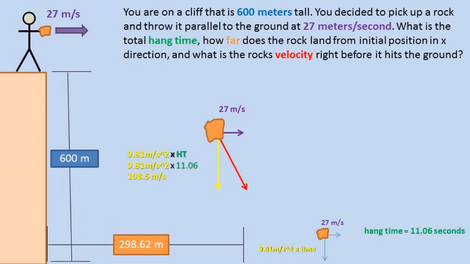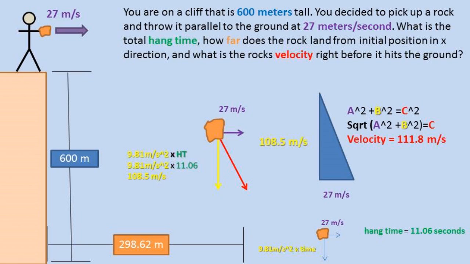It is a common mistake to use this value alone as a velocity before hitting the ground. In order to get the correct answer, we must use the Pythagorean theorem with our velocity in the x and y direction on each leg of the triangle. And we can solve for the hypotenuse, which will be the velocity right before the rock hits the ground. Once we plug in our numbers, we get 111.8 meters per second as the velocity right before the rock hits the ground.